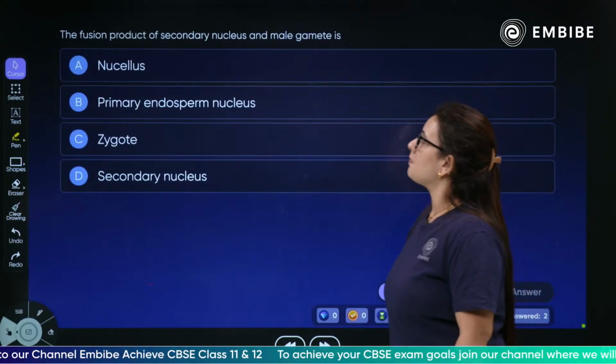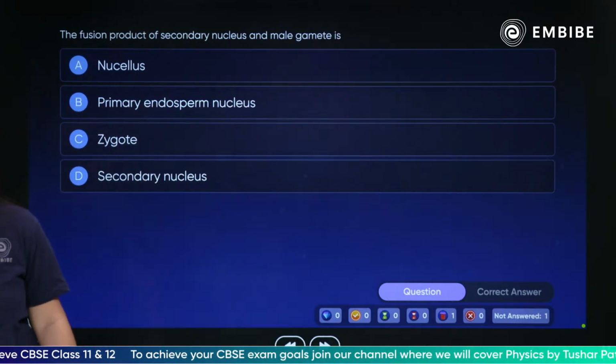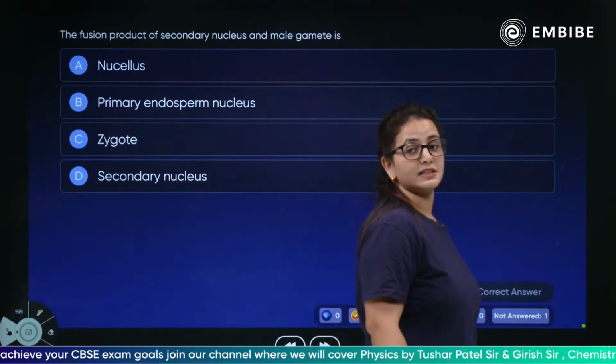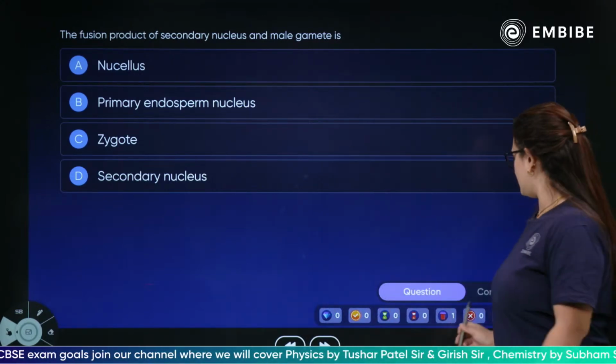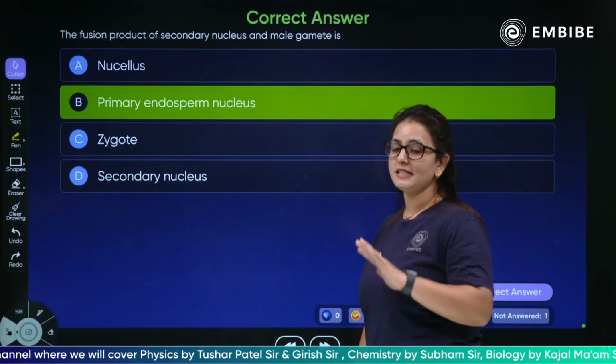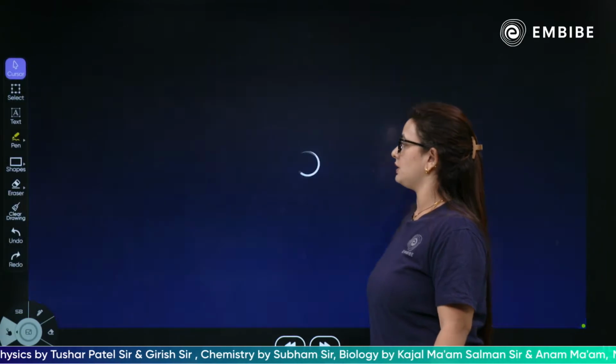Next, the fusion product of the secondary nucleus and the male gamete is the primary endosperm nucleus, zygote, or secondary nucleus? Yes, the fusion of the secondary nucleus with the male gamete is going to form the primary endosperm nucleus. Very simple. PEN is a result of the triple fusion.